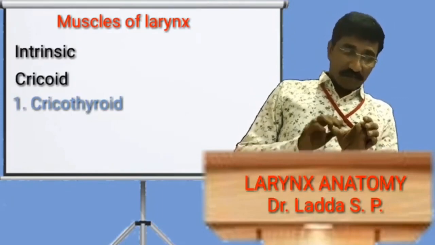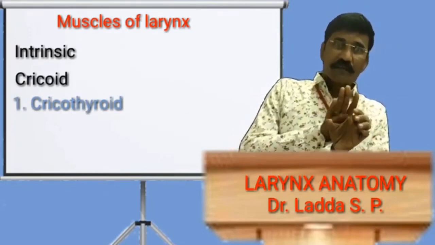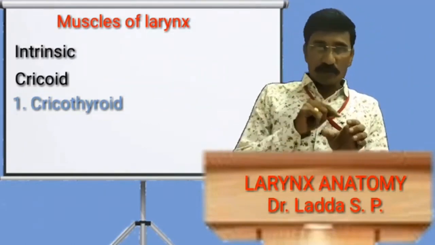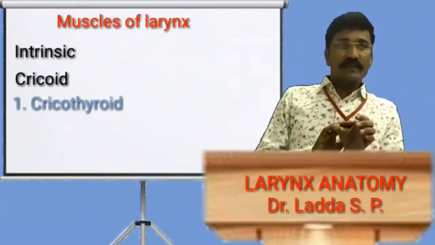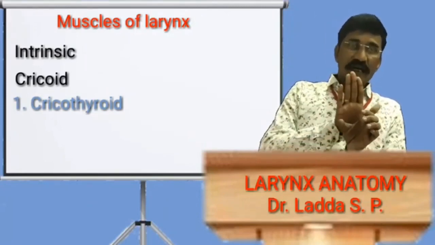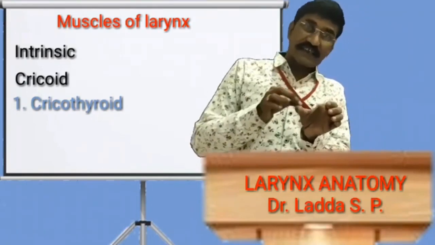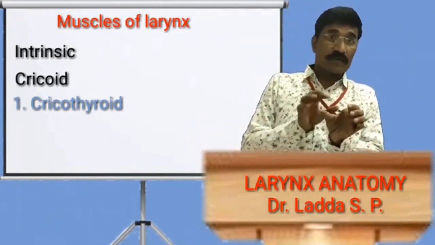One muscle goes from cricoid to the thyroid. From where is it going? From cricoid. To where? To thyroid. So what could be the name? Cricothyroid muscle.